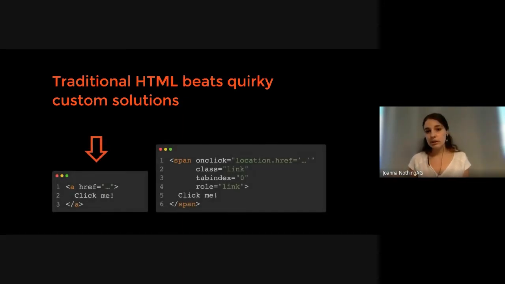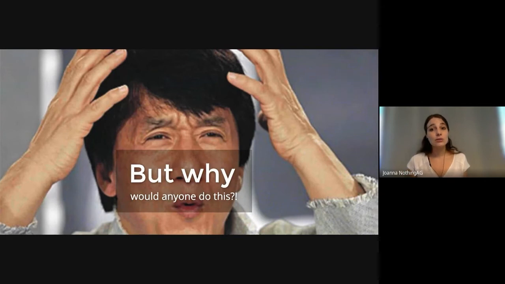So the plain traditional HTML anchor solution beats the quirky custom span one. Indeed, we have much functionality for free. It's more robust, and it has a better performance overall. So you might now ask yourself, why would anyone go the quirky custom one path then?